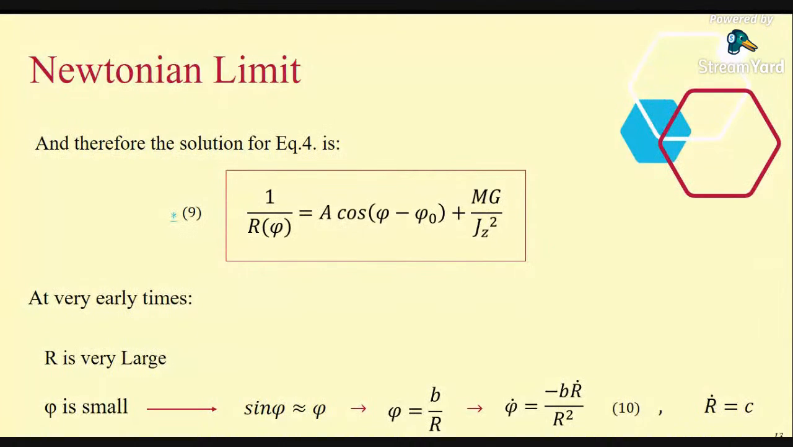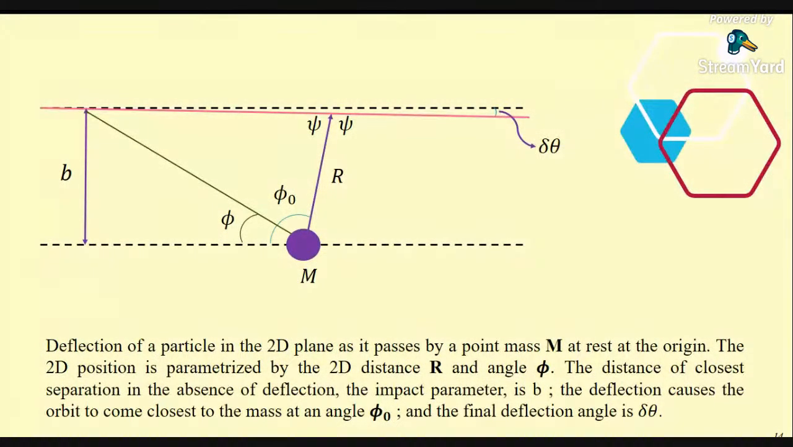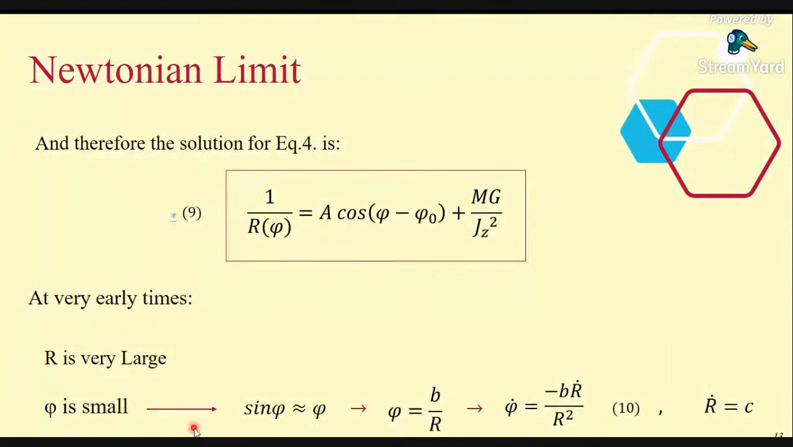At very early times, I think it's better to see this image. At very early times, when the particle is still far away from the lensing mass, R is very large and phi is small, it's really small. So at this time R is big and phi is small. So with a very good approximation, phi is equal to B over R, where B is the impact parameter. And the particle moves horizontally, so the change in phi is due to the change in R. And by this, we have equation 10 here. These are not something different. That's just the derivation, yeah.